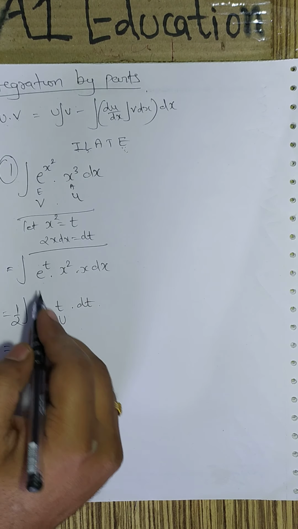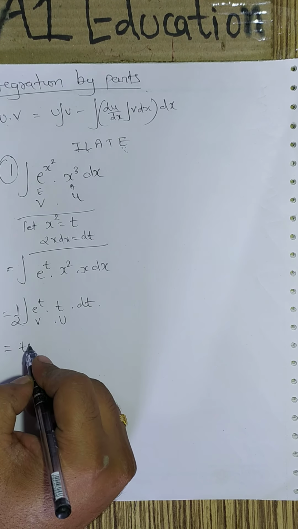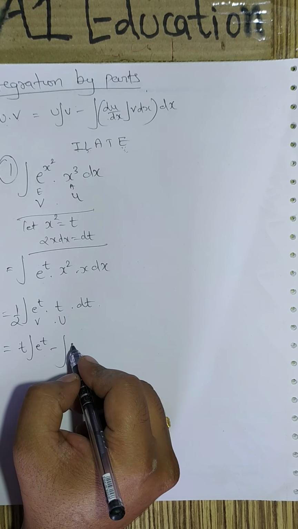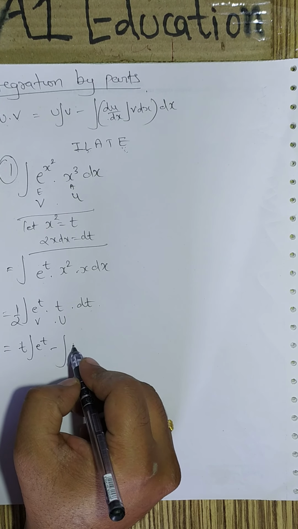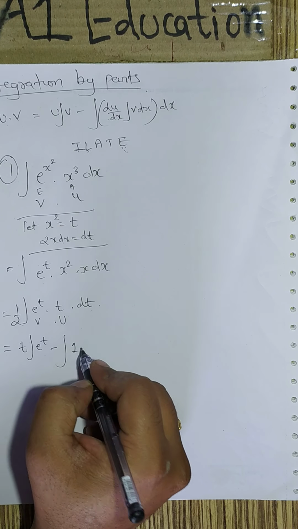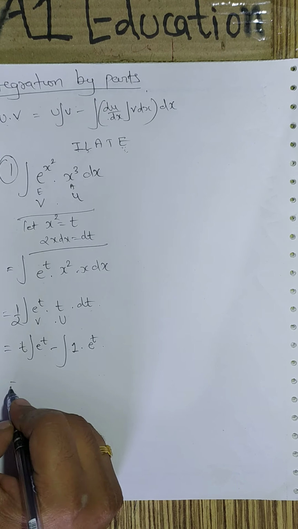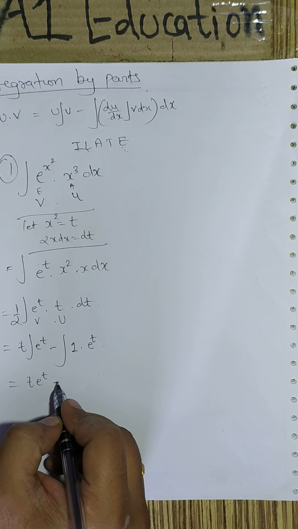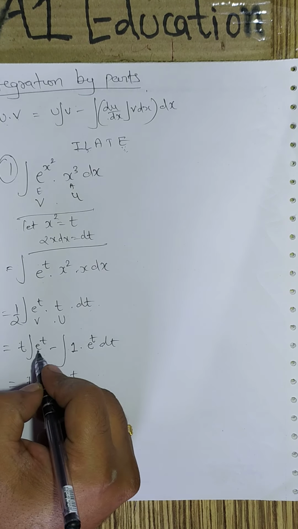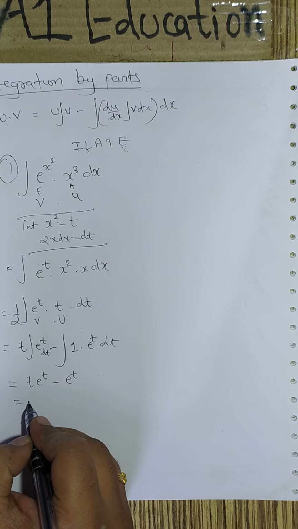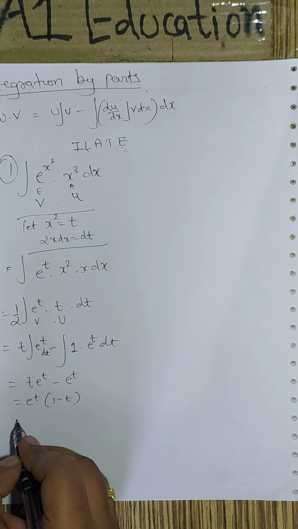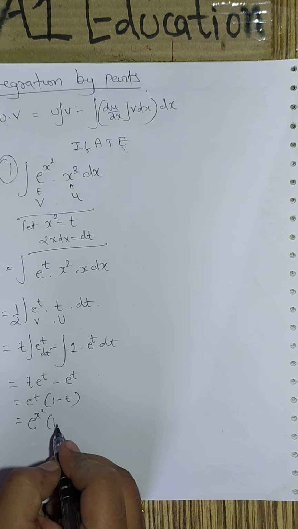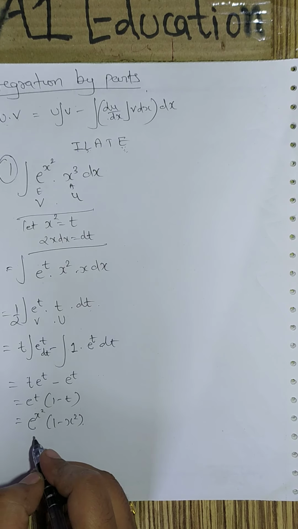Now applying the formula for u·v, u as it is, integration of e to the power t, then integration of du by dt, that is dt by dt, is 1, dot integration of v dt, which is again e to the power t as per this rule. So this gives t·e^t minus e^t. e^t common, 1 minus t. In place of t we replace x². This is the answer.